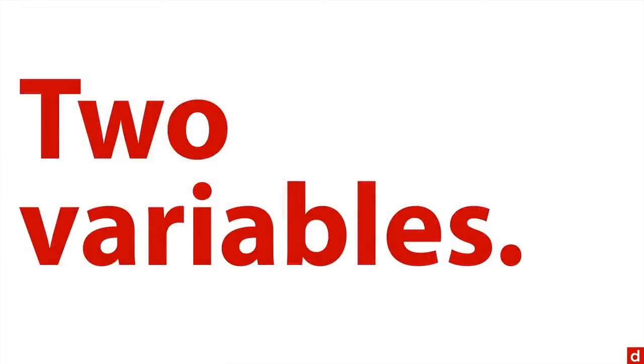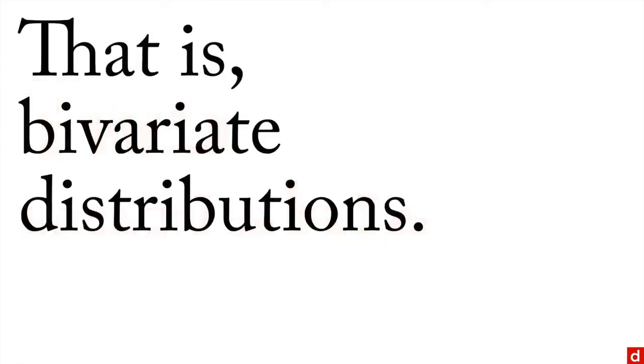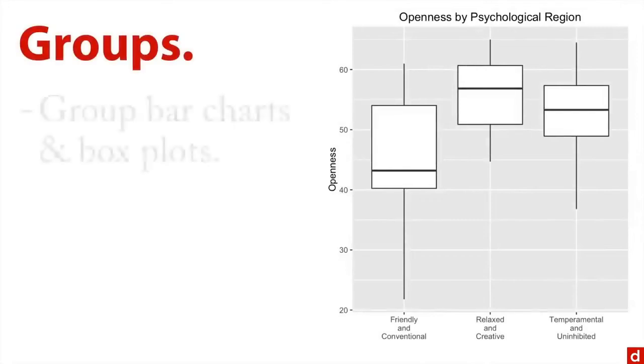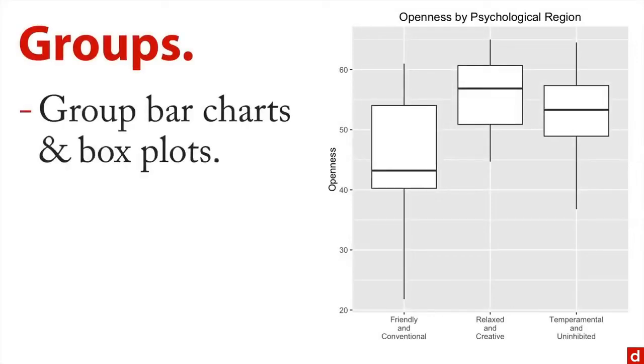Once you've done one variable, or the univariate analyses, you're going to want to do 2 variables at a time. That is bivariate distributions or joint distributions. Now, one easy way to do this is with grouped plots. So you can do grouped bar charts and box plots. What I have right here is grouped box plots.